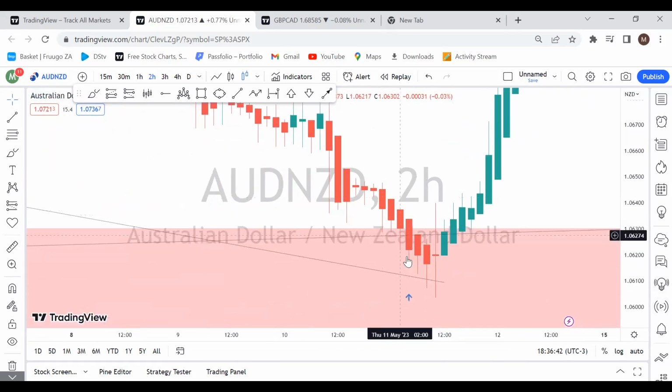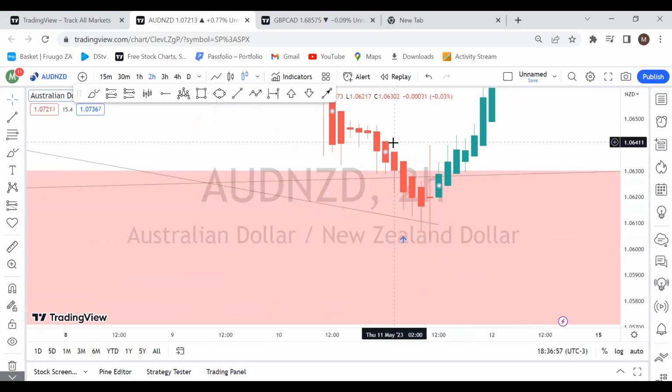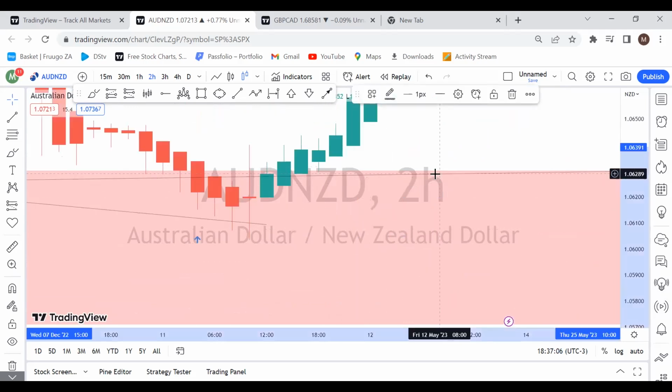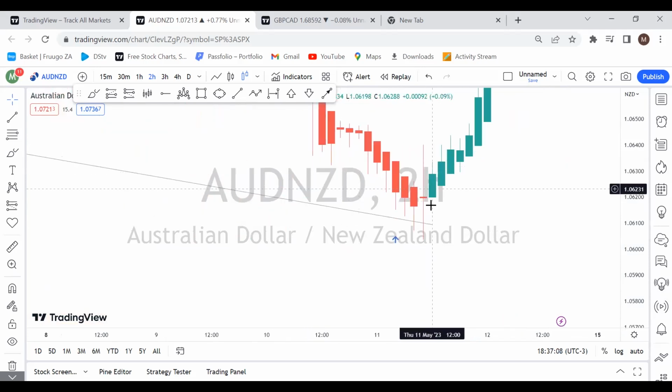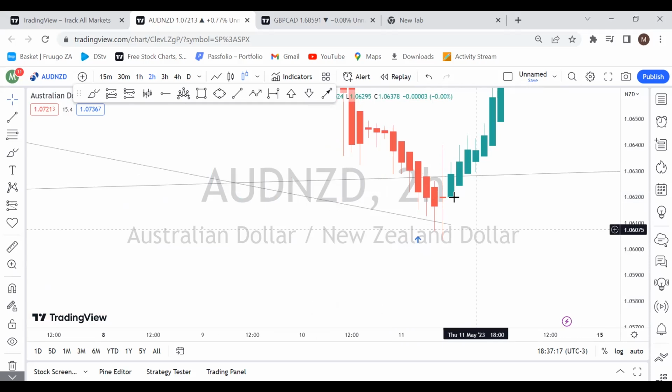But that's really not that important. What is important is this nice, perfect, textbook, some may say, reversal, right? You can see, let me just remove this zone. Oh, hold on, I removed the wrong one. Okay, now that's fine. So you can see that we have a nice reversal stick right there.